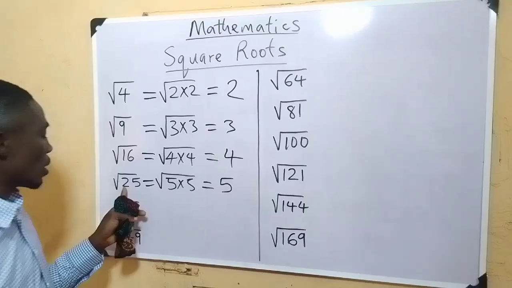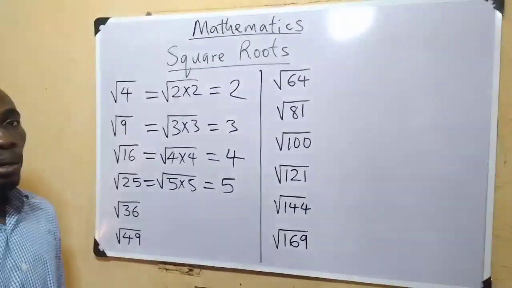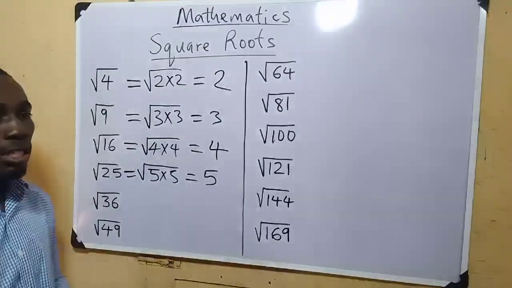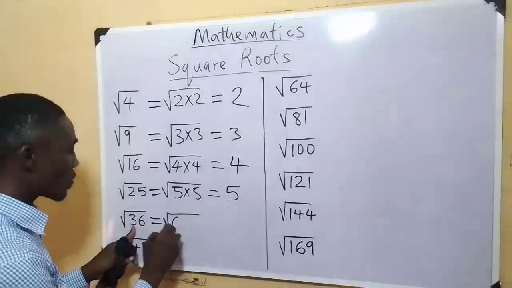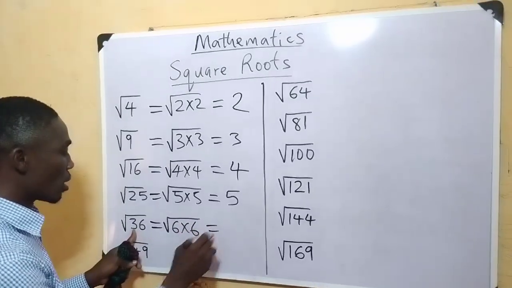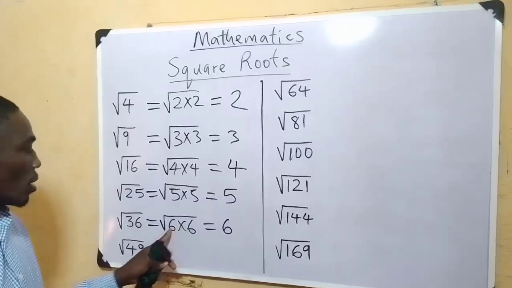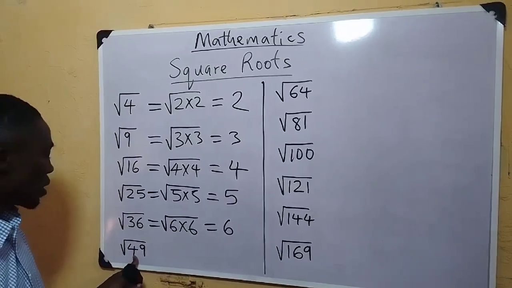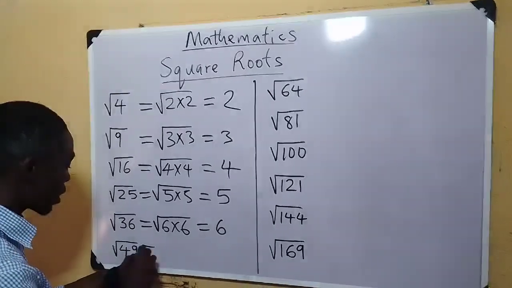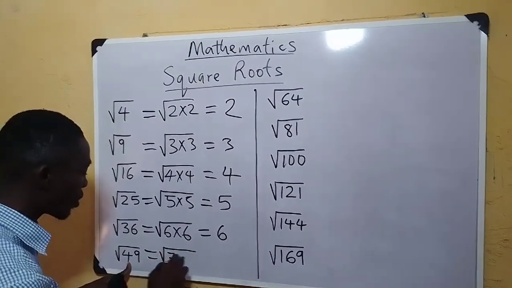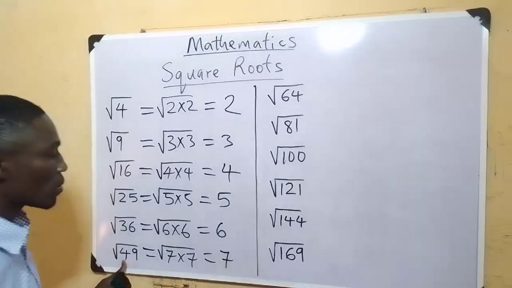5. Then if you are finding square root of 36, which number will multiply 2 times to give you 36? That is 6. So you have that square root of 36 is square root of 6 times 6. Therefore, square root of 36 will simply be what? 6. Then which number will you multiply 2 times to give you 49? That is 7. So you have square root of 7 times 7. Therefore, square root of 49 is 7.